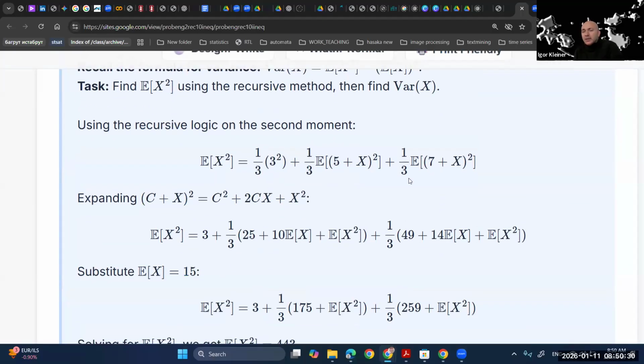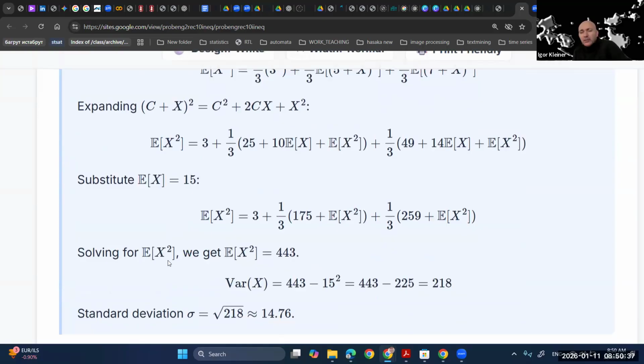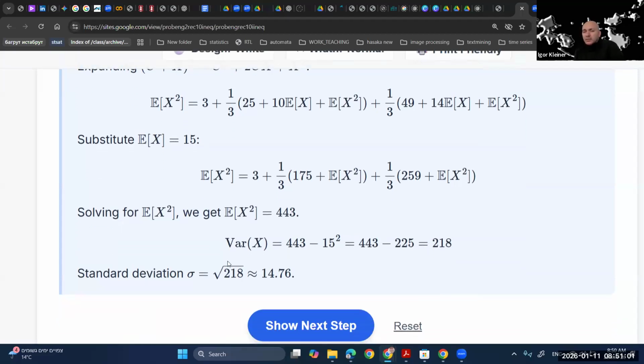So we have here a linear equation for x squared. We open the brackets, we solve it, and we get an expression for the expected value of x squared. And now we know the variance of x. It equals the expected value of x squared minus the square of the expected value. Or you can use generating functions, but in this case you need to find the second derivative of the generating function.